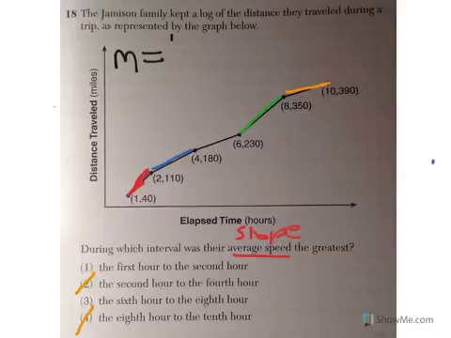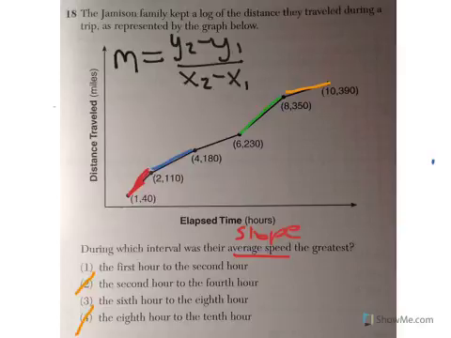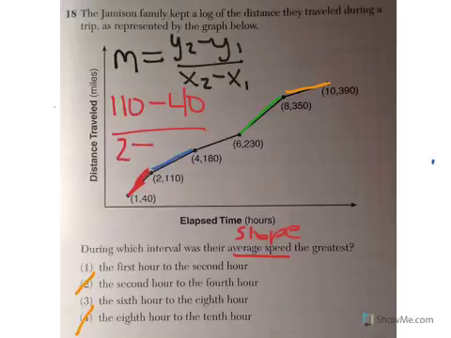Remember the slope formula. It's your y2 minus your y1 over your x2 minus x1. If we look from the 1st to the 2nd hour, our y1 value is 110. Okay, so we have 110 minus our y2 value, which is 40, all over our x2 value, which is 2, minus our x1 value, which is 1. Okay, so that's going to equal 70 over 1, which is just 70. Okay, so that's the slope of our 1st to 2nd hour.